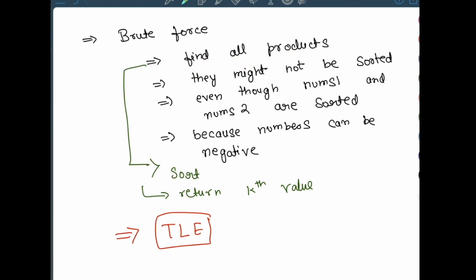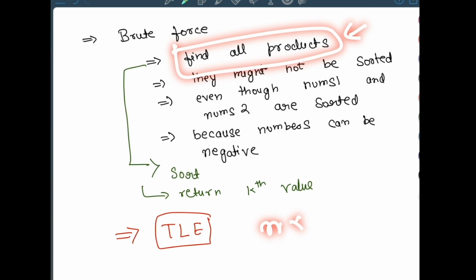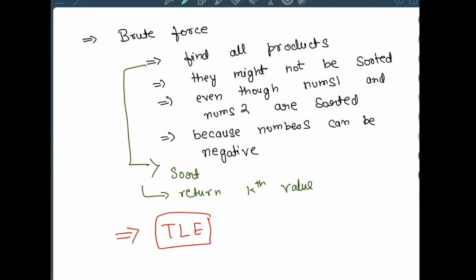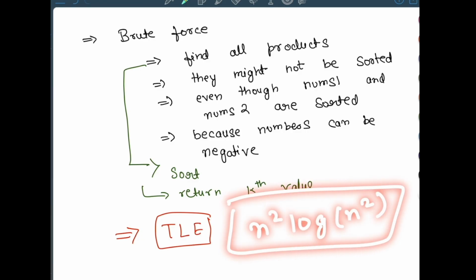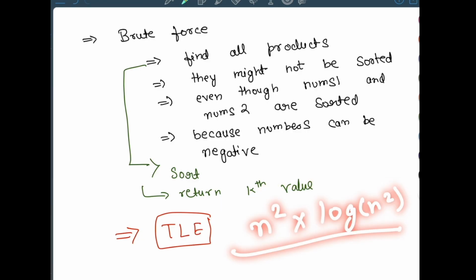But the problem is the question has a bigger constraint. The size of the array can be very large. Let us say the size of the array is n, and when you find all the products, then it can be n square, right? N multiplied by n. Now if you try to sort this, the algorithm would be n square log n square, right? This is too much of a time complexity. Normally n log n is the time complexity in sorting. Right now the value is n square.